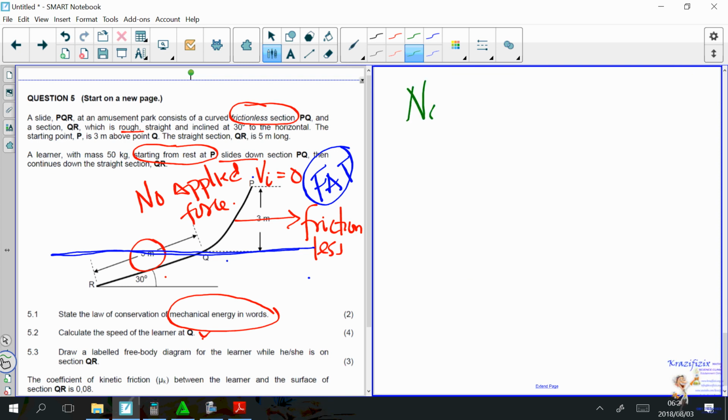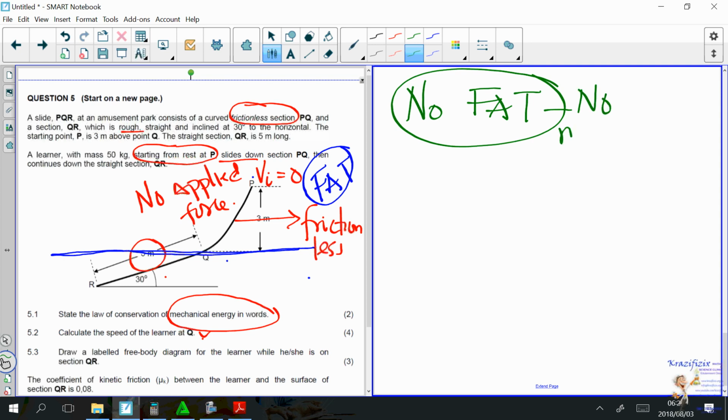We said there is no friction here. No friction. None of these forces. So there is no non-conservative force. That's what we're saying. Which basically means that these forces are not doing any work. My work done by non-conservative forces is equal to 0, because there is no non-conservative force.